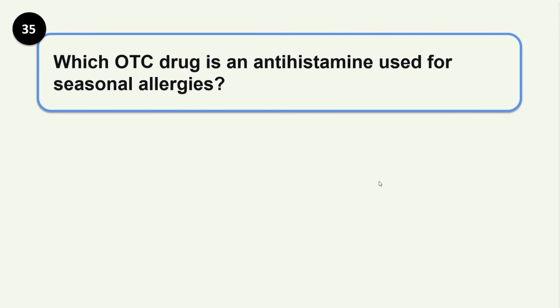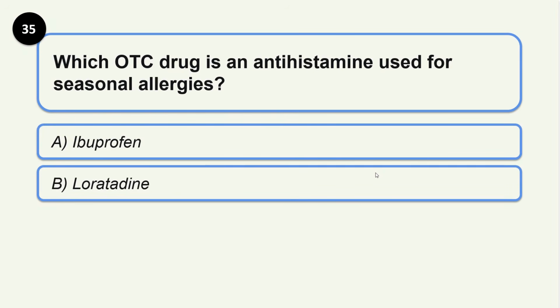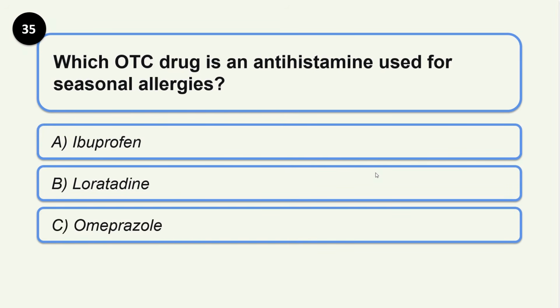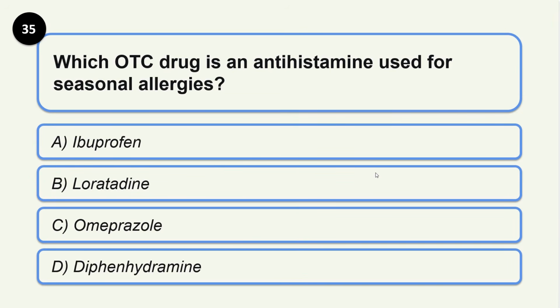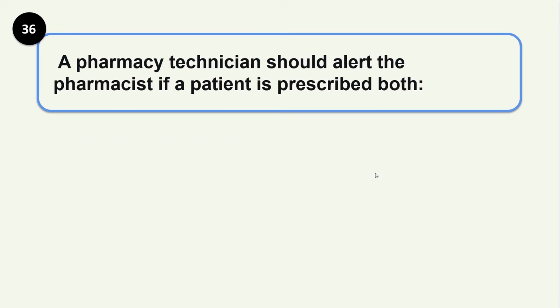Which OTC drug is an antihistamine used for seasonal allergies, such as allergic rhinitis? A. Brufen, B. Loratadine, C. Omeprazole, D. Diphenhydramine. The correct answer is loratadine. Loratadine is a non-drowsy antihistamine that is commonly used for allergic rhinitis or seasonal allergies.